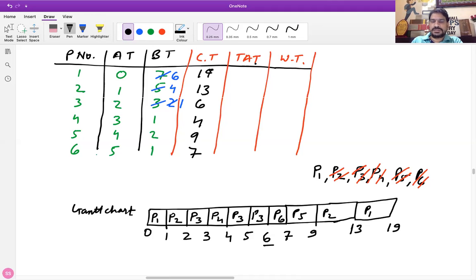Now turnaround time is nothing but completion time minus arrival time. So the completion time is 19, the arrival time is 0, so it will be 19.